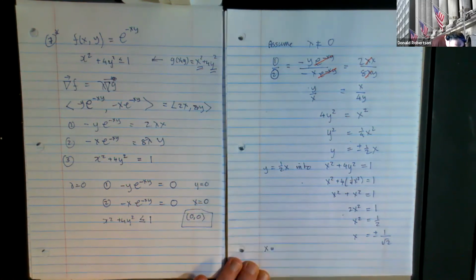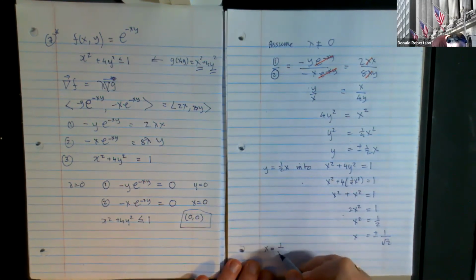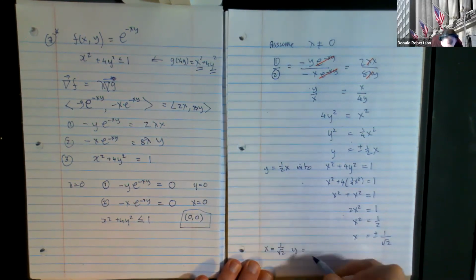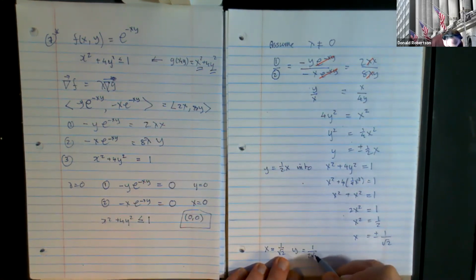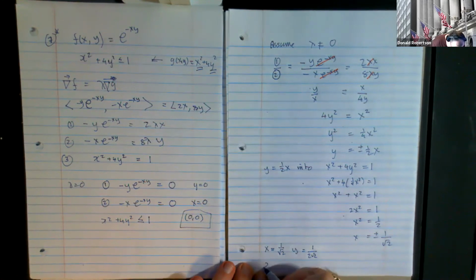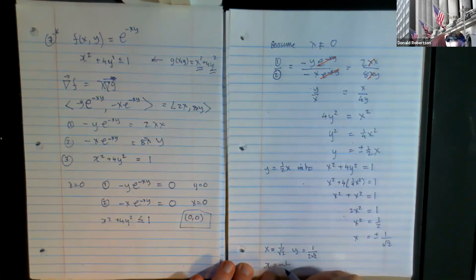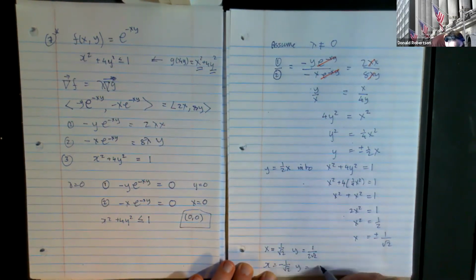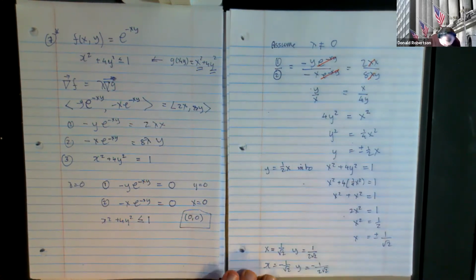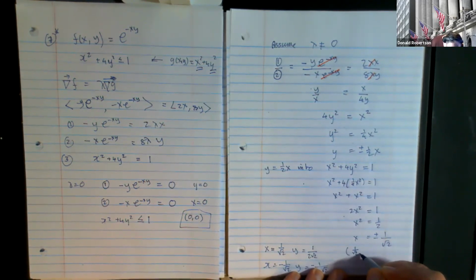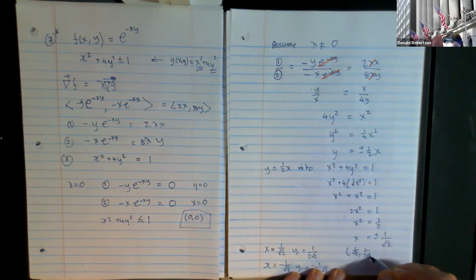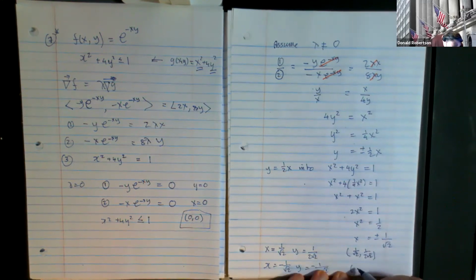Now, when x is equal to 1 over root 2, y is 1/2 of x, so it's going to be 1/2 of this. When x is equal to negative 1 over root 2, y is going to be 1/2 of this, which is that. So that gives me the points, and this one gives me the points.